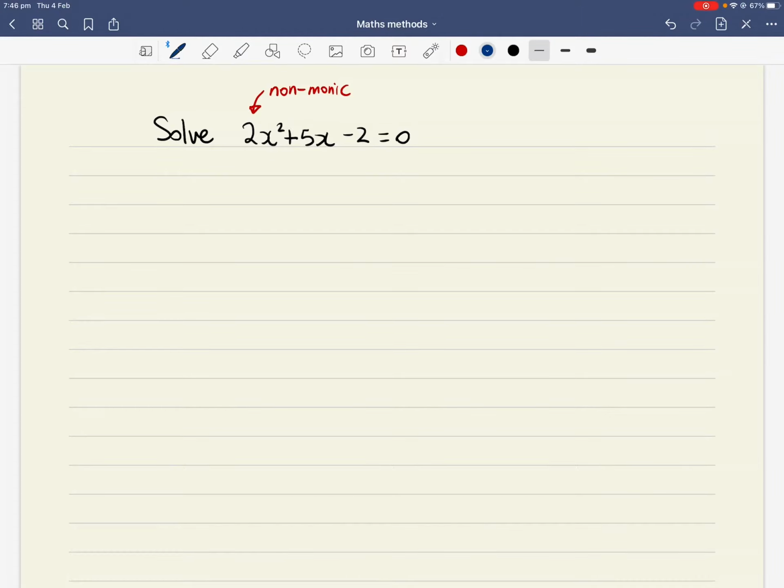So let's solve a non-monic quadratic using completing the square. Non-monic means that the coefficient in front of the x squared is not 1. So in this example, we have 2x squared plus 5x minus 2 equals 0.